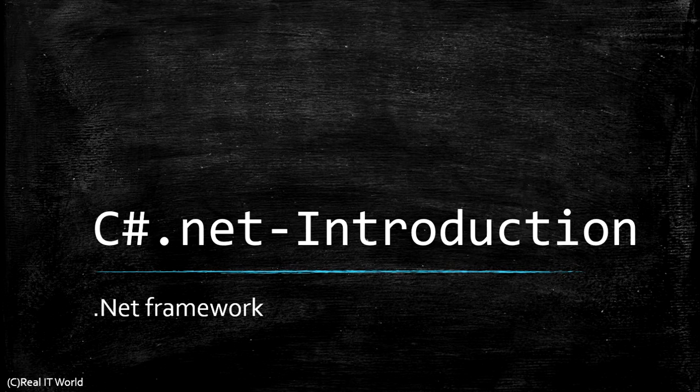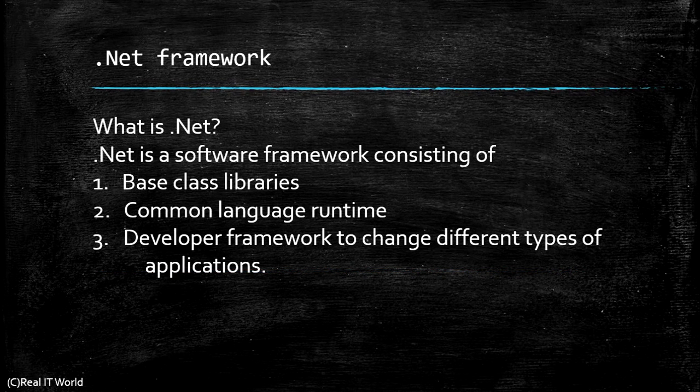So let's discuss the .NET framework first. What is .NET? .NET is a software framework consisting of base class libraries and common language runtime. And if a developer wants to add any customized framework, that can also be part of the .NET framework, because the .NET framework supports custom developer frameworks also. So basically .NET is a collection of base class libraries and common language runtime.